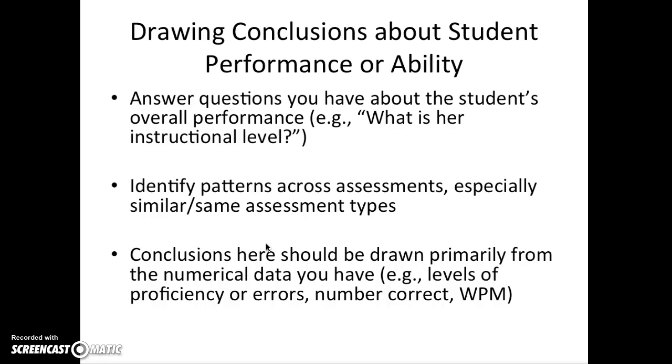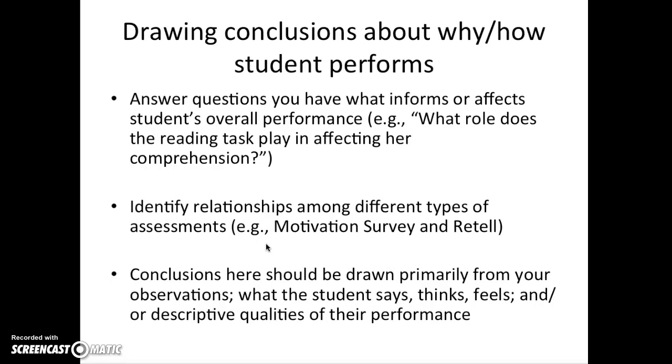Like I say here at the bottom, this is going to be drawn primarily from the numerical data you have, because you're trying to say, this is what I know about the student's ability level. So I would expect you to look across the actual numerical data in order to draw those conclusions. It's a bit different in the second section about the how and why, because that data is only going to tell you about what they did. In here, you're going to try to figure out the underlying reasons and factors for explaining that, answering questions around what's really informing why the student performed that way.